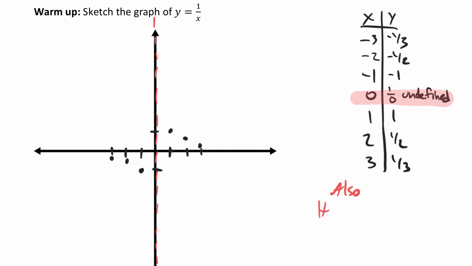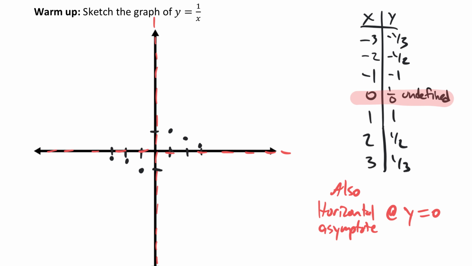Now for these graphs, there's also a horizontal asymptote at y equals 0. And we'll talk more about this as we go through the series of videos. But for right now, we'll just put that asymptote at y equals 0. It's just sort of a given.